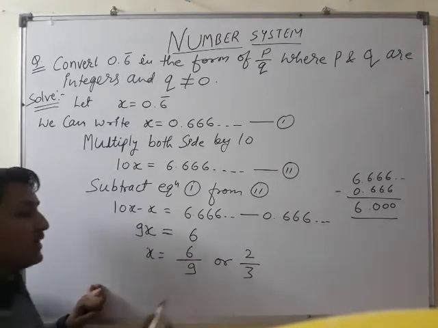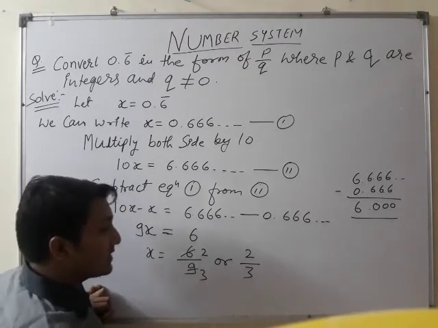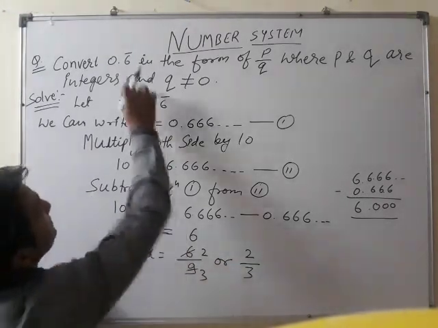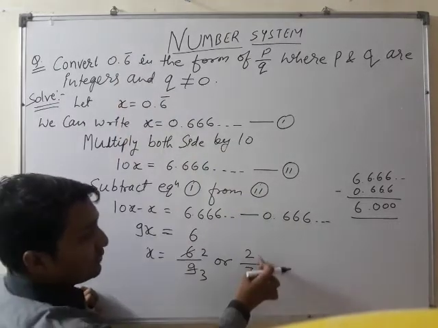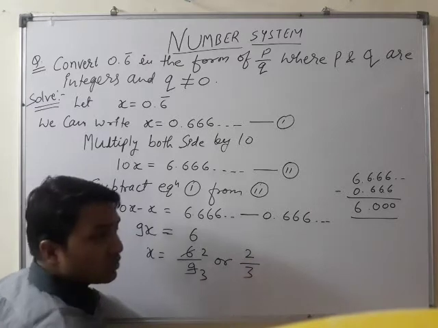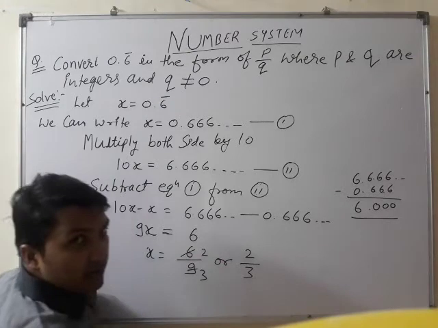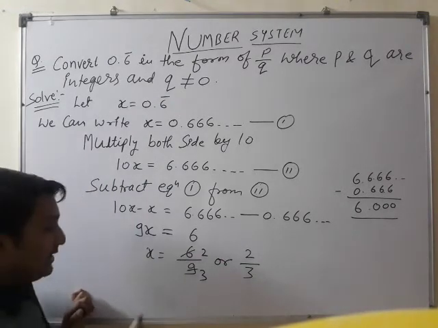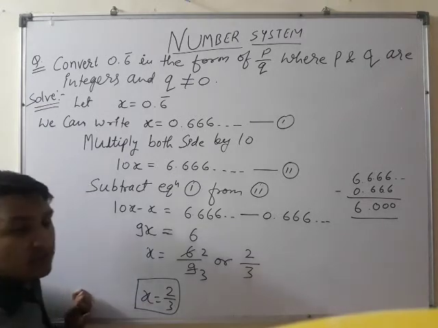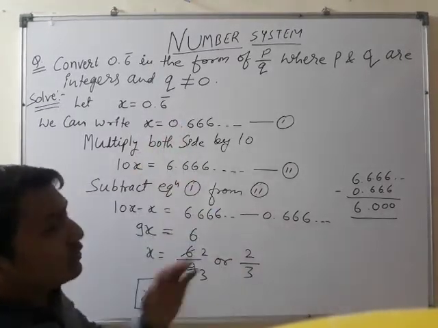Or if you want to cancel, you can cancel by 3. 3 twos are 6 and 3 threes are 9. So you can write your answer as 6 upon 9 or 2 upon 3. We have converted 0.6 bar in the form of p upon q, where p and q are both integers, because 2 and 3 are both integers. So we have converted this number as a rational number. Is it clear? So our answer is x is equal to 2 upon 3. You can note it down.